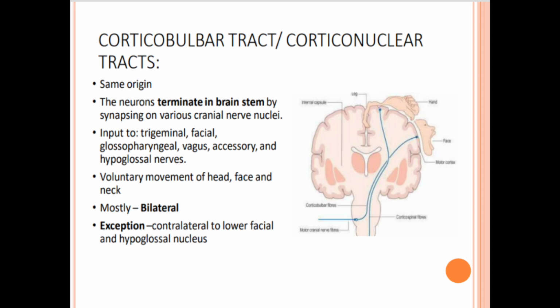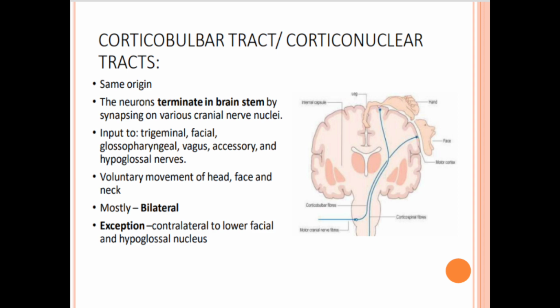As they descend through the brainstem, they terminate by synapsing on various cranial nerve nuclei. Basically, they provide innervation to the cranial nerve nuclei from the 5th to the 12th, but excluding two, and these two exceptions are the vestibulocochlear nerve and the abducens nerve. So it means that they are responsible for the voluntary movement of the head, the face, and the neck.